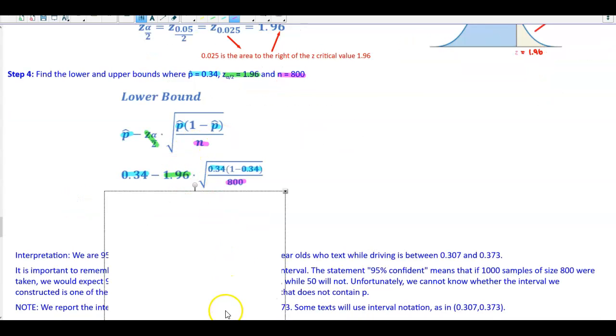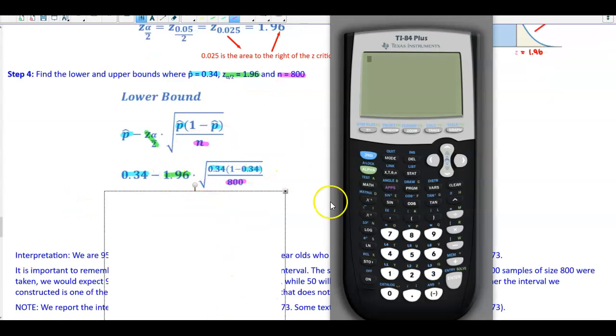So now let's go ahead and do this on our calculator. Let's just do this part here. We're going to take 1.96, and then multiply it by the square root. We're going to contain the numerator, so we have parentheses, and then 0.34 times 1 minus 0.34. Then we add 2 parentheses to close this one and that one, and then we divide by 800.